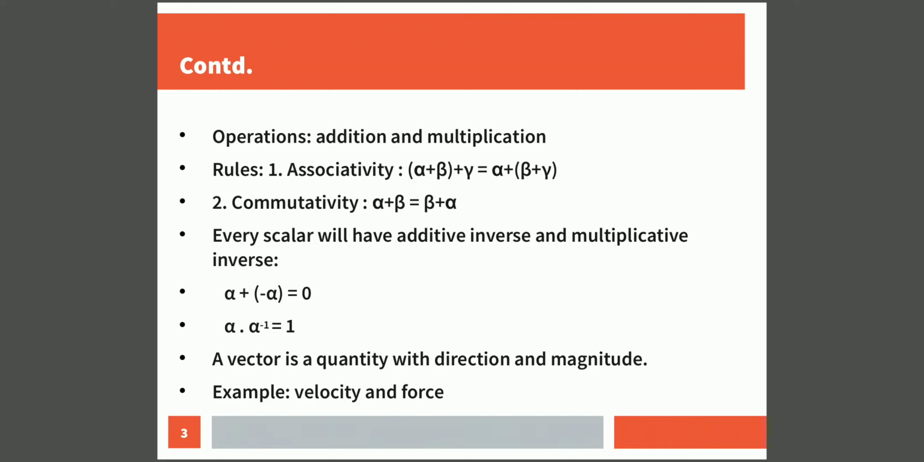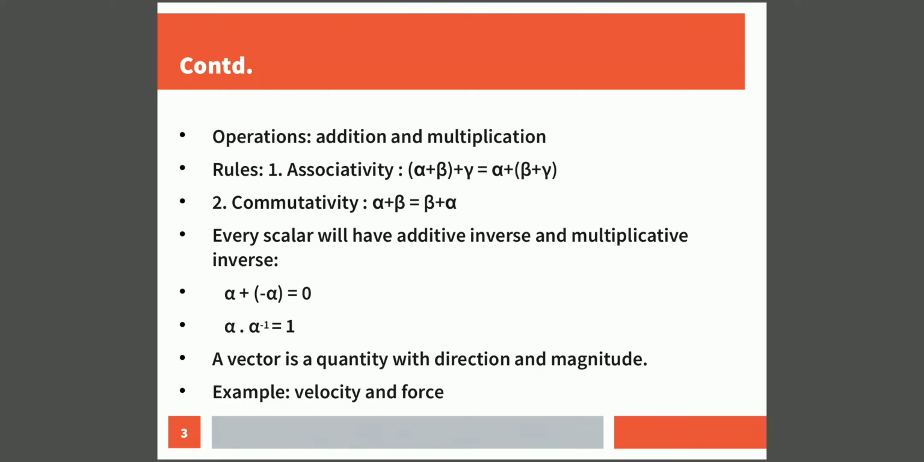Then the second rule that scalars obey is the commutativity rule, and we can represent that as alpha plus beta equal to beta plus alpha. Whether we add beta to alpha or alpha to beta, we'll get the same result.